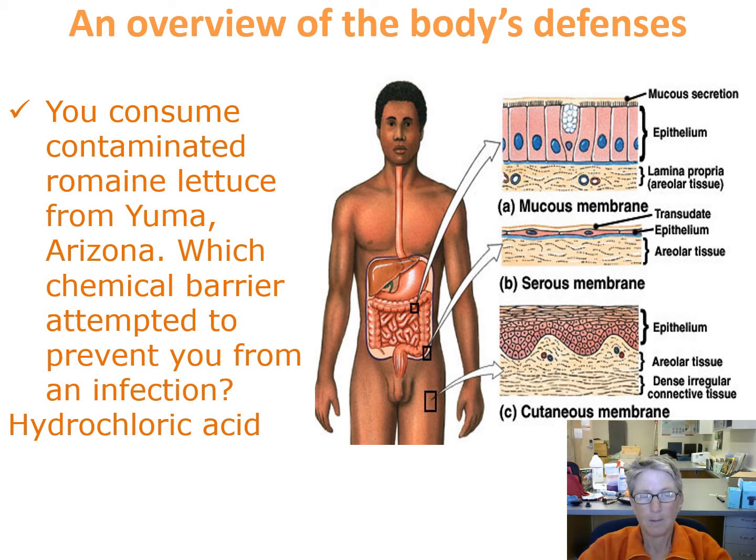So let's think of an interesting question. You consume contaminated romaine lettuce from Yuma, Arizona. Way to go, Yuma. I taught high school there for 4 years. So, which chemical barrier attempted to prevent you from an infection? So it says you consumed it. That means you ate it, went into your stomach. The chemical is hydrochloric acid in your stomach. The hydrochloric acid is attempting to destroy the contaminants, the bacteria that was on the romaine lettuce from Yuma, Arizona.